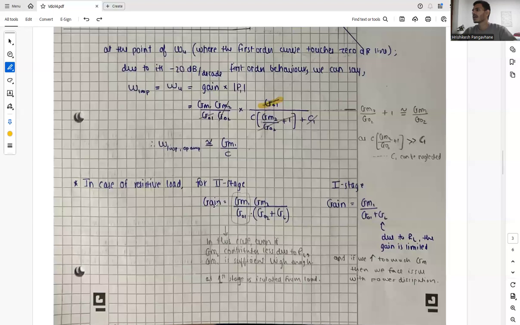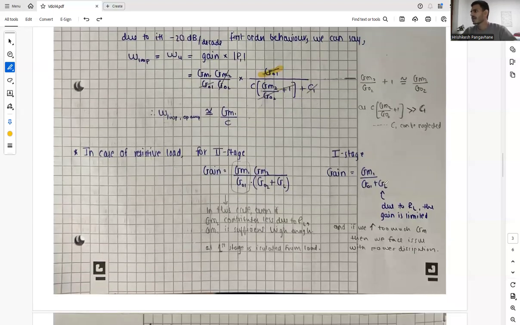And now for the case of resistive load, we can clearly say that due to this resistive load, the gain is limited in a single stage op amp. If we increase gm too much to compensate, then we face issues with power dissipation, and obviously we need a higher gain. So this is an issue with the single stage op amp.